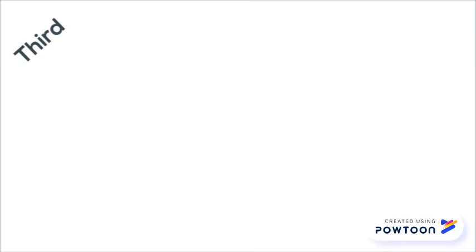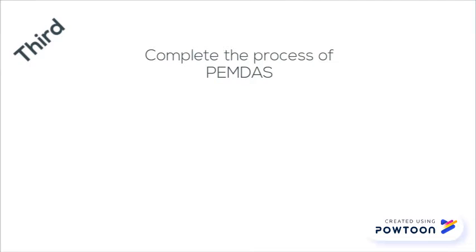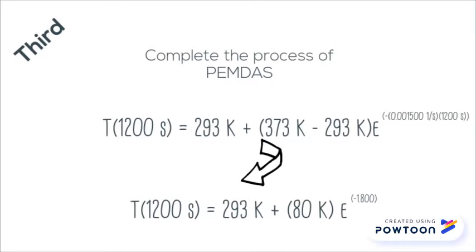The next step is to complete the process of PEMDAS. So we start off with the parentheses. 373 kelvins minus 293 kelvins equals 80 kelvins. And then we simplify the exponent of e, and we get negative 1.8.